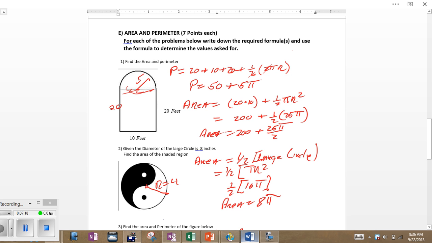So it's two lengths of 20 and a length of 10 down here, and 1/2 the circumference. We identify the radius of the circle as 5 because it's half this length, which is the diameter. So it's 50 plus 5 pi, and that is left alone. I told you, leave pi as pi. Area is the rectangle, 20 by 10, plus half the circle, half of pi r squared, half of 25 pi. There it is. Leave pi alone.